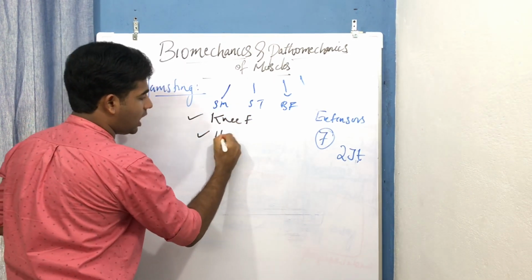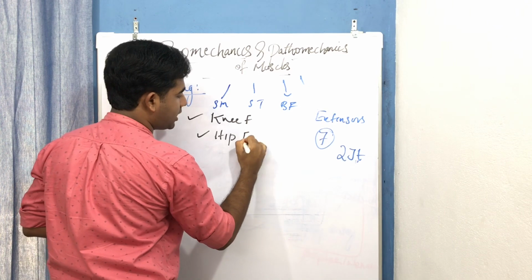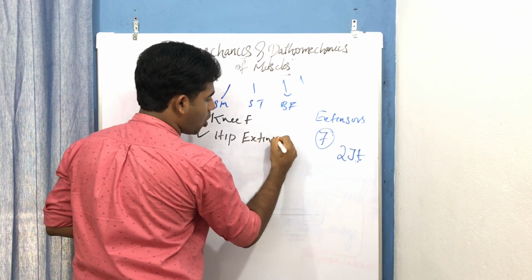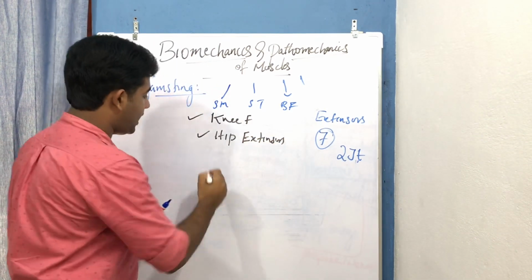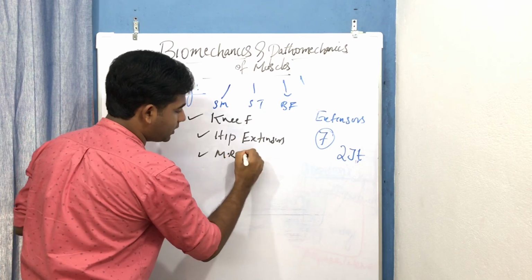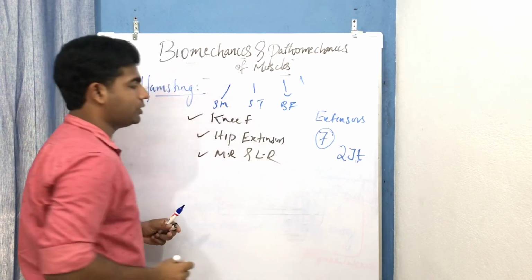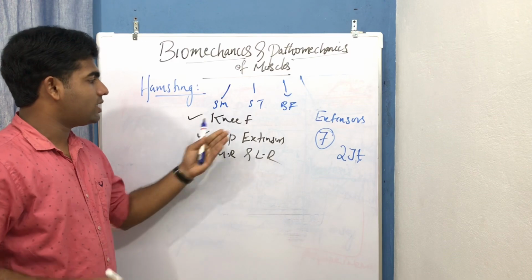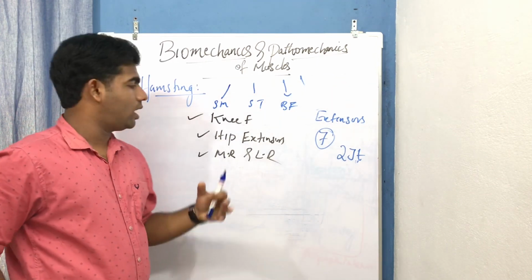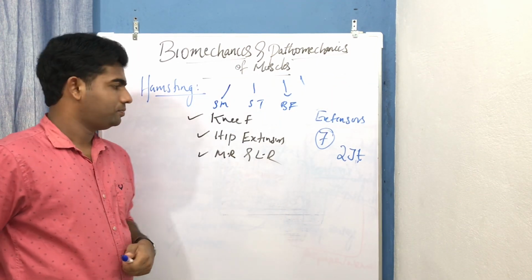Along with that, they are very good hip extensors. They have a great role in hip extension. They are medial rotators, very good, and they are lateral rotators too. See, these muscles have a diverse role in the knee and hip joints.